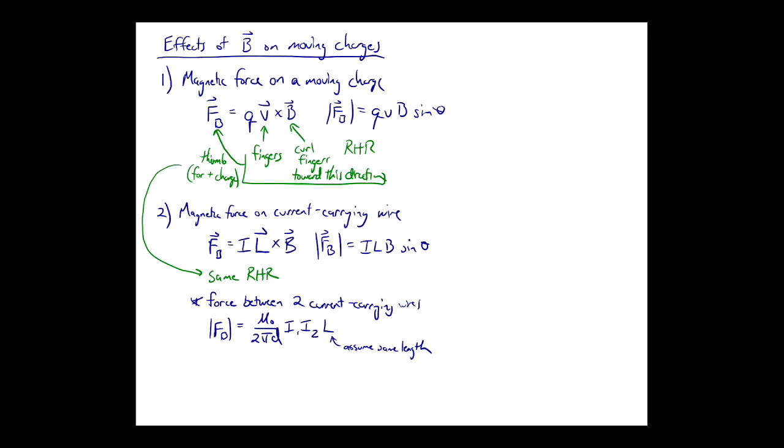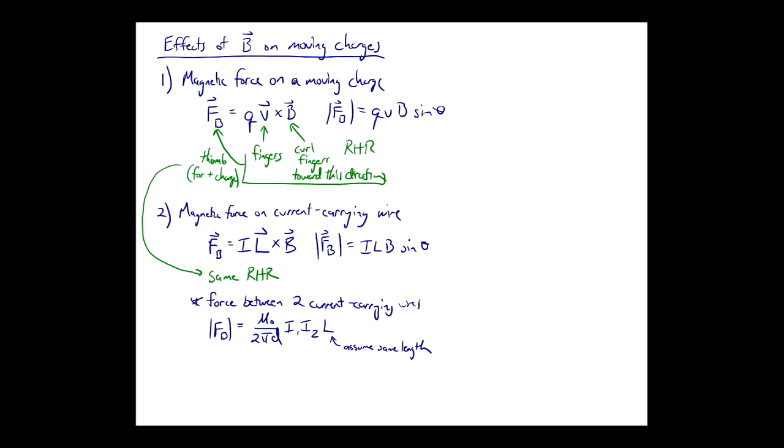Question over there. Mu naught over 2 pi d. No, but part of that term is coming out of the magnetic field. We took a couple of equations there and sort of mashed them together that came from the creation of the magnetic field and the force. You'd have to look back in the book or in my video to see that derivation. I think I did it in the video. But the magnetic field, yes, is kind of hiding in there, at least in part.